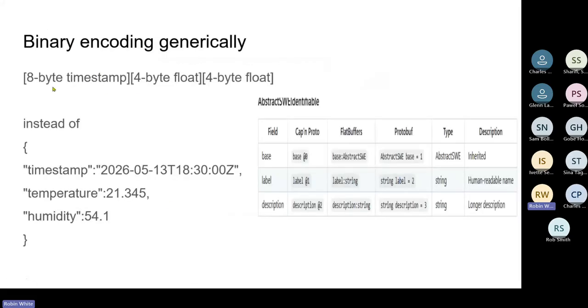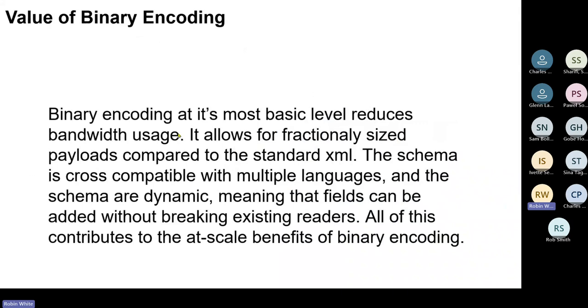Binary encoding generically, we're just taking the XML or JSON structures and replacing them with a basic byte notation. You can see on the right that I have a table that's just your equivalents for each serialization option. Like you have your normal string, so your label would in Cap'n Proto be label @1, FlatBuffers label string, and so on and so forth. Again, I don't expect that to be surprising information, but it's just a visual representation of that.